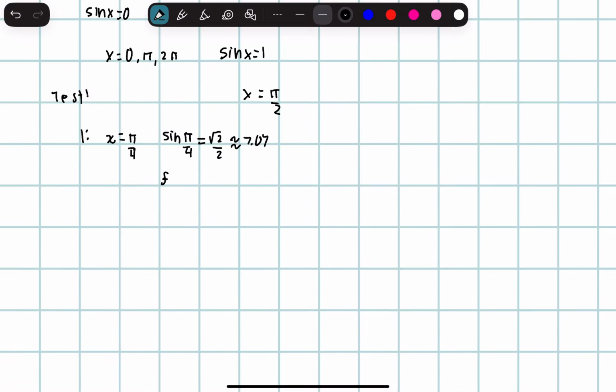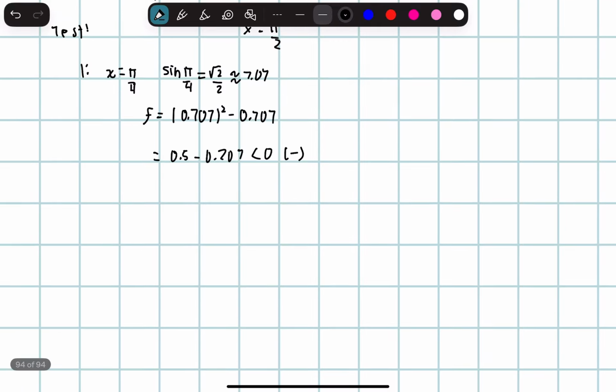And now plugging it into the function, we get 0.707 squared minus 0.707, and this is the function, and that's going to be equal to approximately 0.5 minus 0.707, and that's going to be less than 0. That's going to be negative.